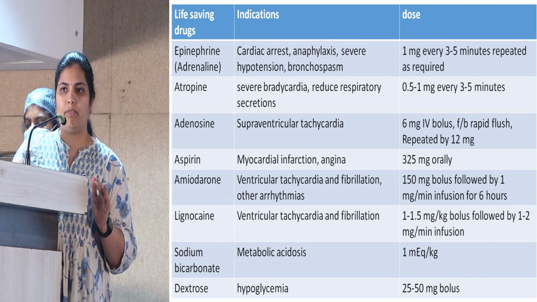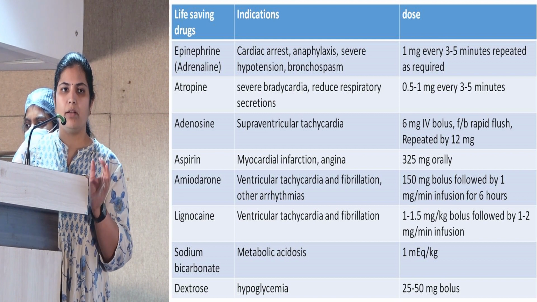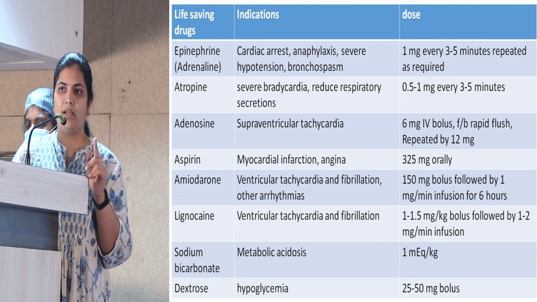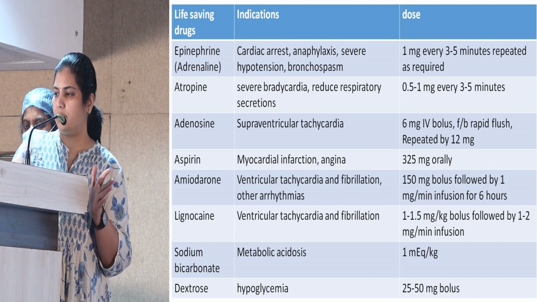So first 150 mg, that is 1 ampule of amiodarone contains 150 mg. Directly 1 ampule can be diluted in 100 ml and can be given over 20 to 30 minutes.